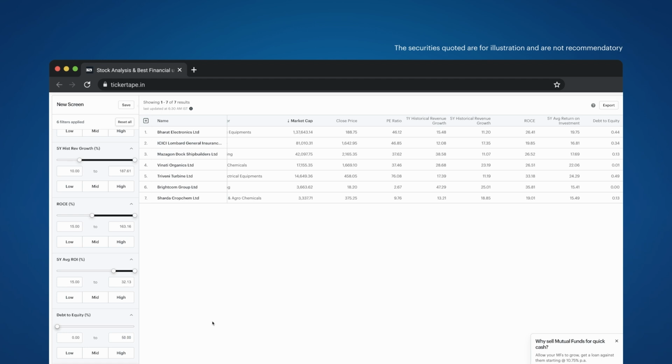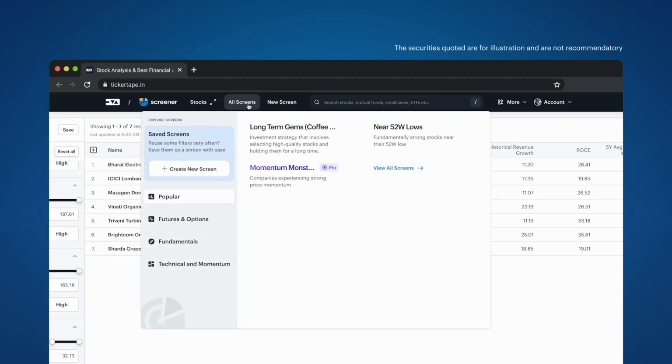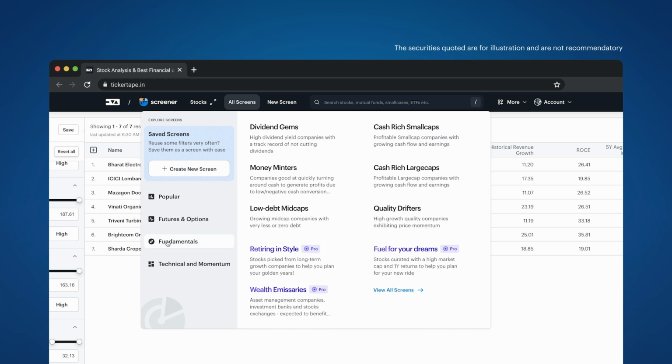These filters will give you potential investments. You can add more filters if you like on the Tickertape stock screener to narrow down your list further. Similarly, based on your requirements, you can use pre-built screens on Tickertape that can help solve your problem of searching for filters in a few clicks.